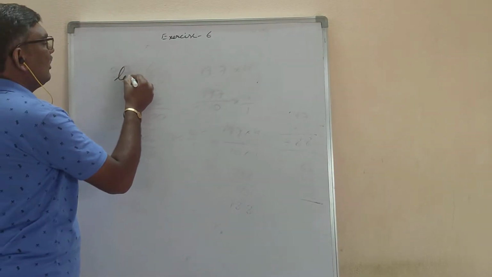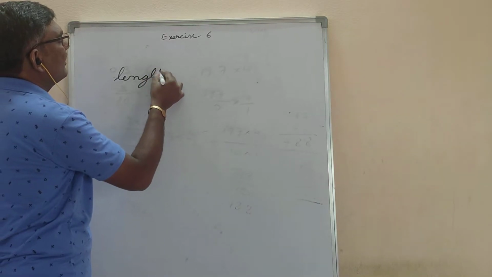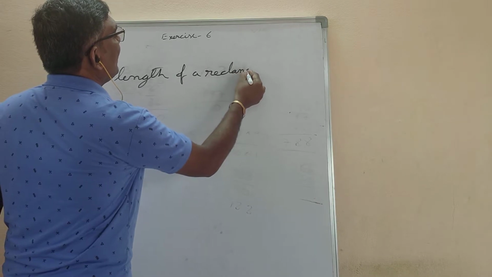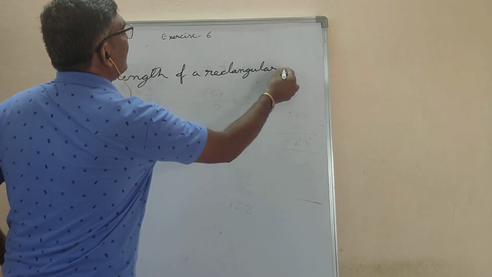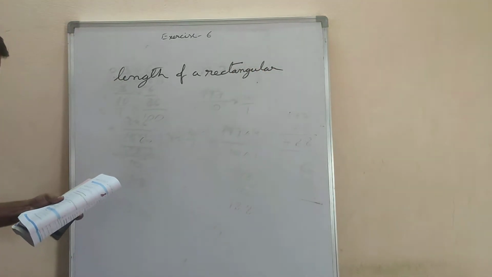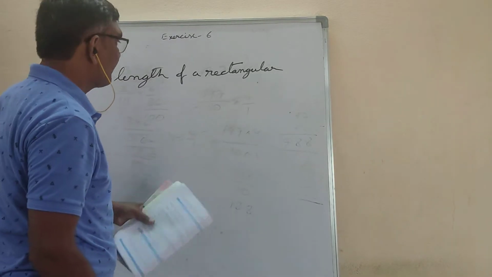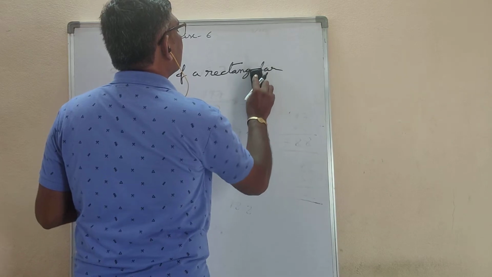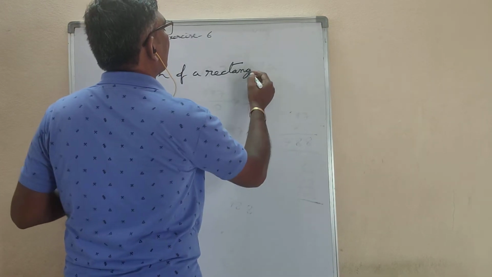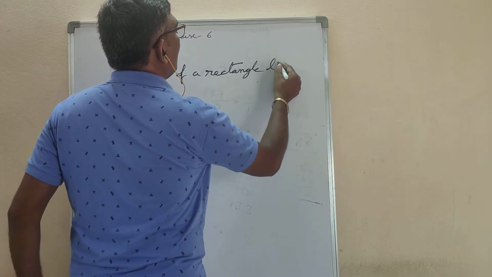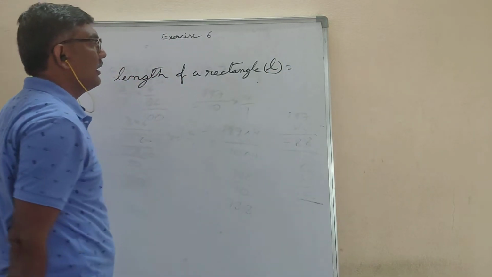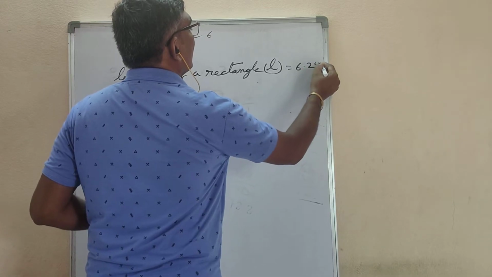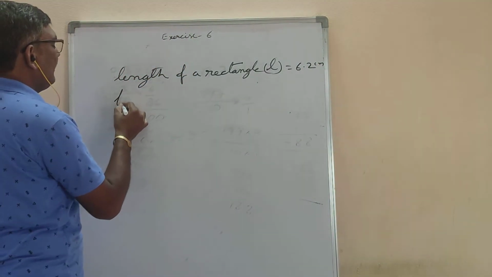Length of a rectangle. Length is always denoted with L. How much is given here? 6.2 centimeters is given.